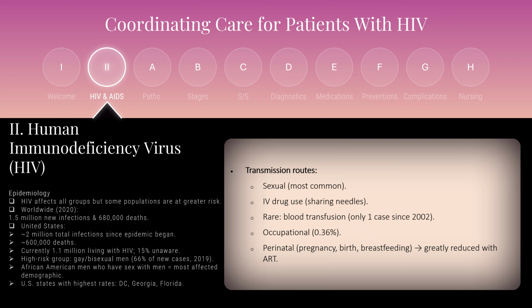And as we see here, worldwide in 2020, there are some statistics. In the United States, African American men who have sex with men are the most affected demographic, with states with higher rates being DC, Georgia, and Florida. And we're moving forward.